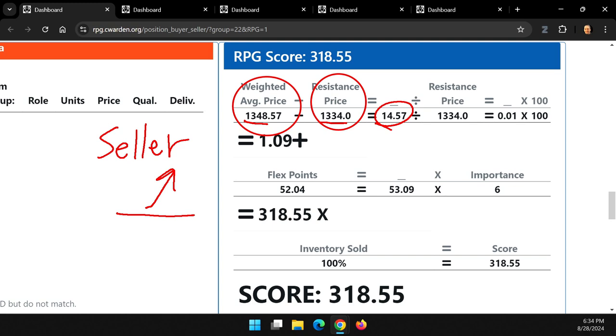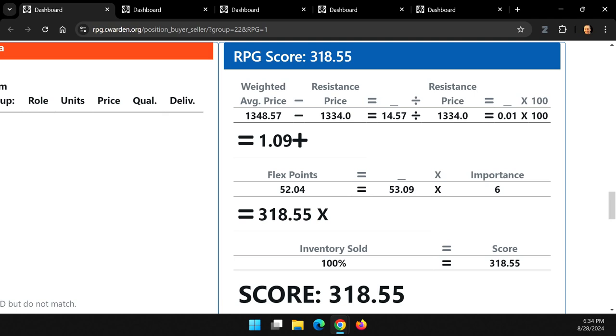And then we go ahead and we're going to divide that by the resistance price. So we're getting a fraction. And then we're going to times that by 100. And then we end up with this number right here, which in this case is 1.09. So if you can get a better price, if you're a seller, you get a higher price. And if you're a buyer, you get a lower price. That's going to help this part of your score here.